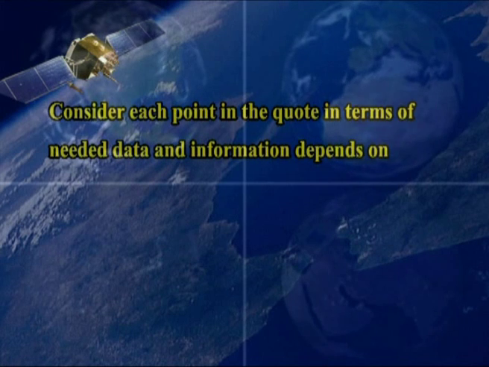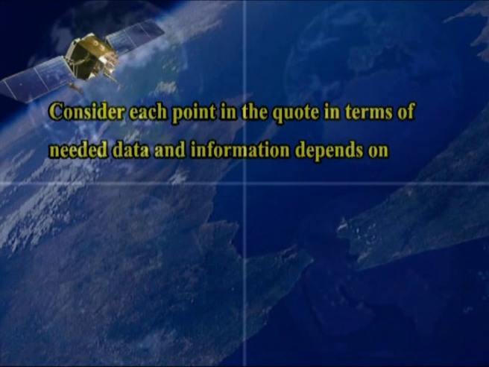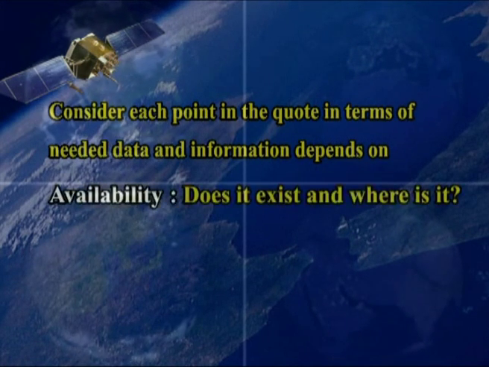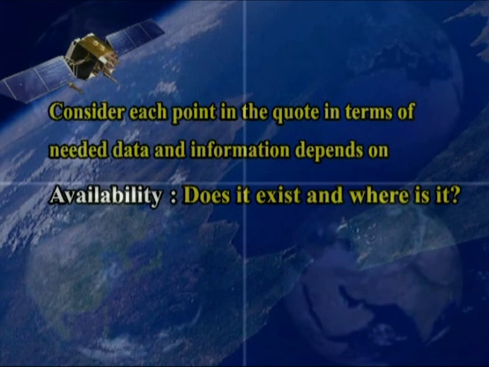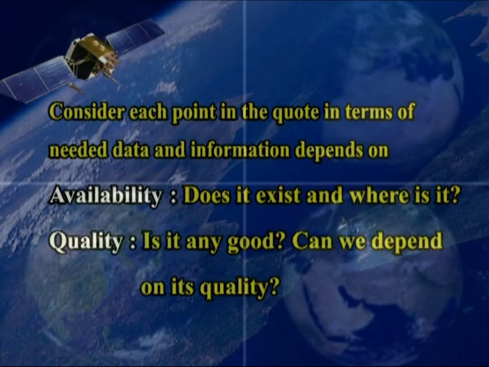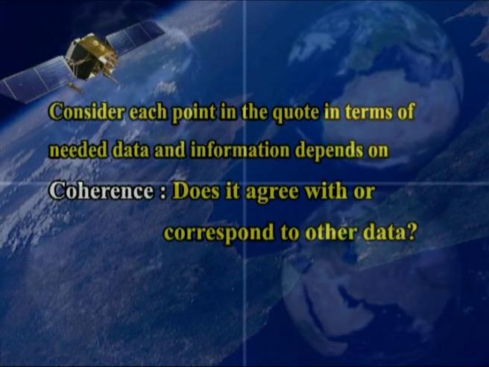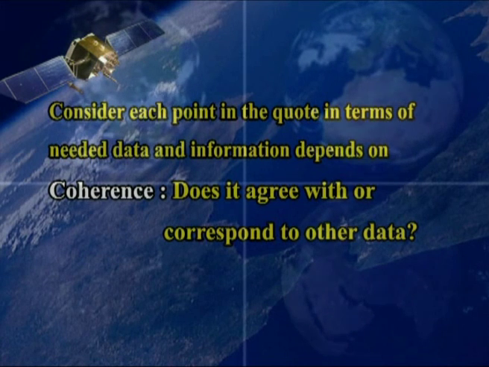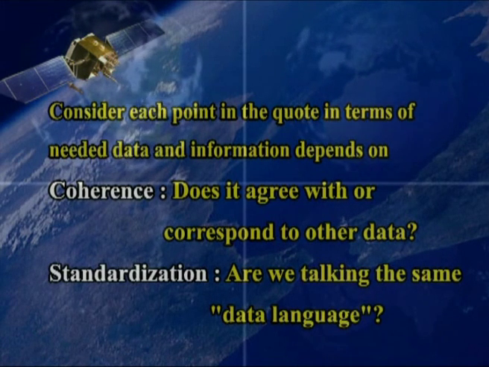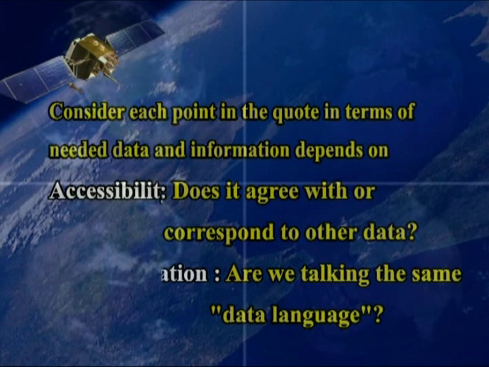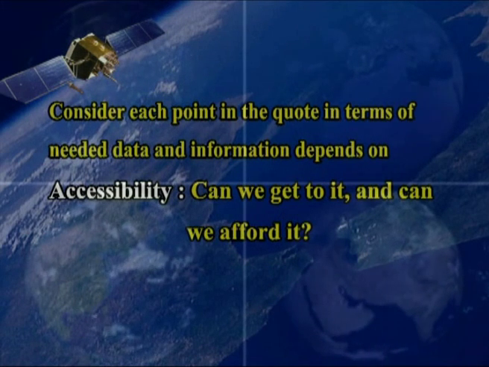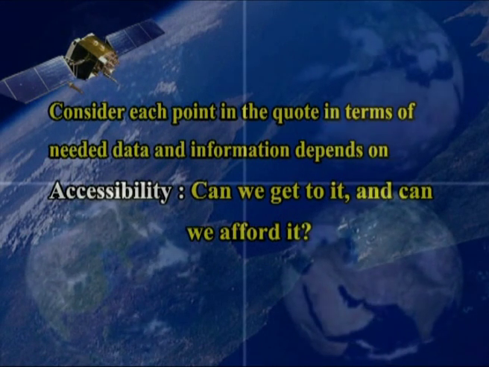Consider each point in the quote in terms of needed information. Availability: does it exist and where is it? Quality: is it any good? Can we depend on its quality? Coherence: does it agree with or correspond to other data? Standardization: are we talking the same data language? Accessibility: can we get to it and can we afford it? GIS is a central component in the world environmental information structure and it will continue to play a primary role.